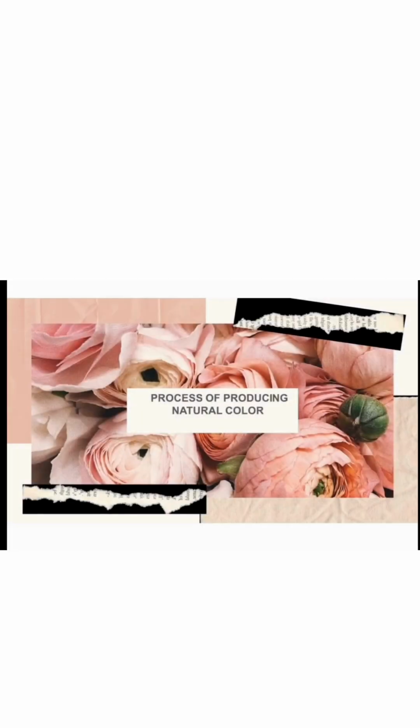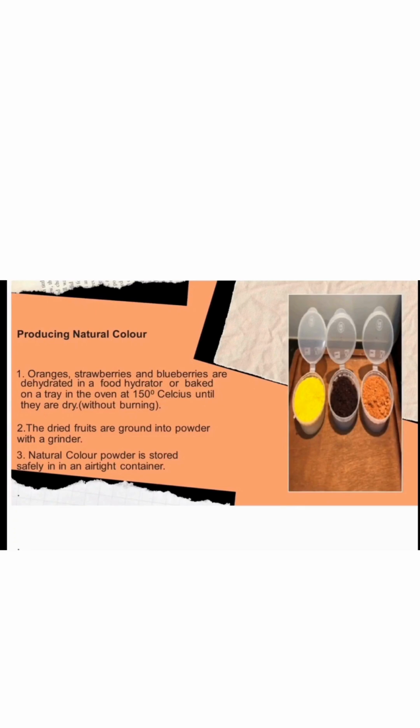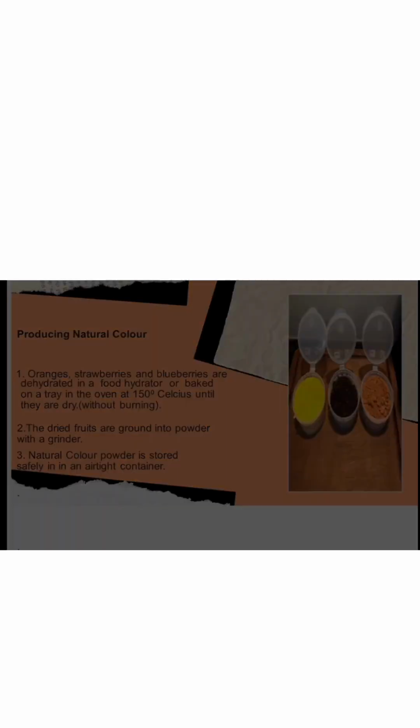Now, let's see the process of producing natural color. First of all, we chose oranges, strawberries, and blueberries just because they are the sources of our primary colors. These fruits are dehydrated in a food dehydrator or baked on a tray in the oven at 150 Celsius until they are dry, without burning. Secondly, the dried fruits are ground into powder with a grinder. Third, the natural color powder is stored safely in an airtight container.